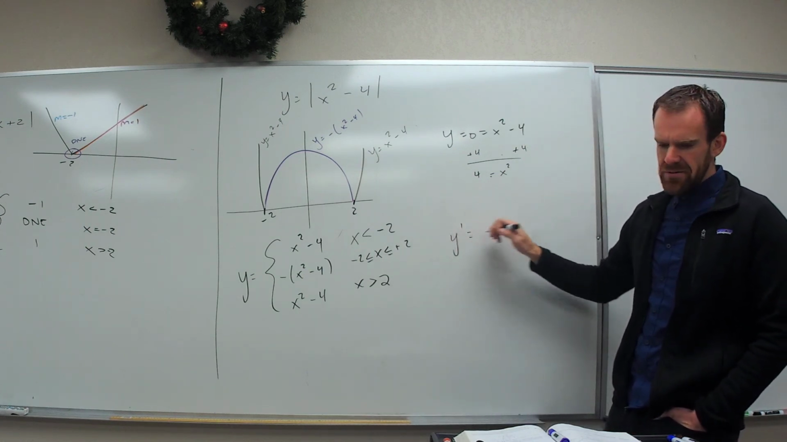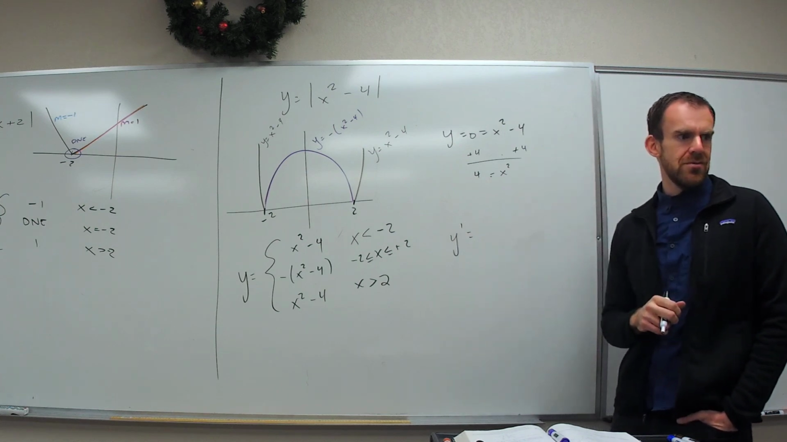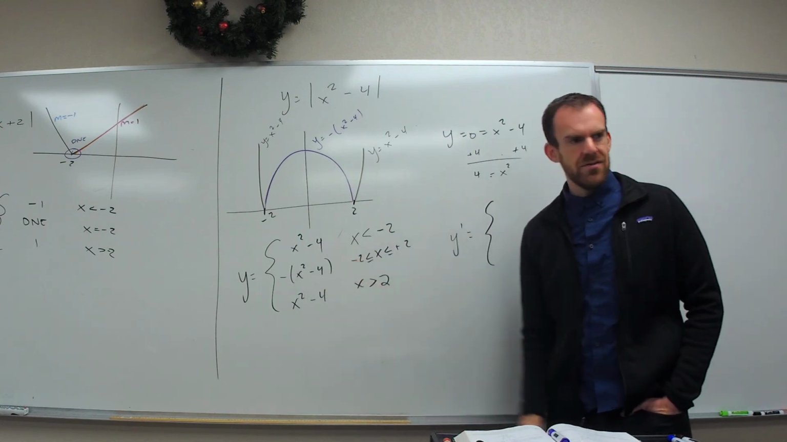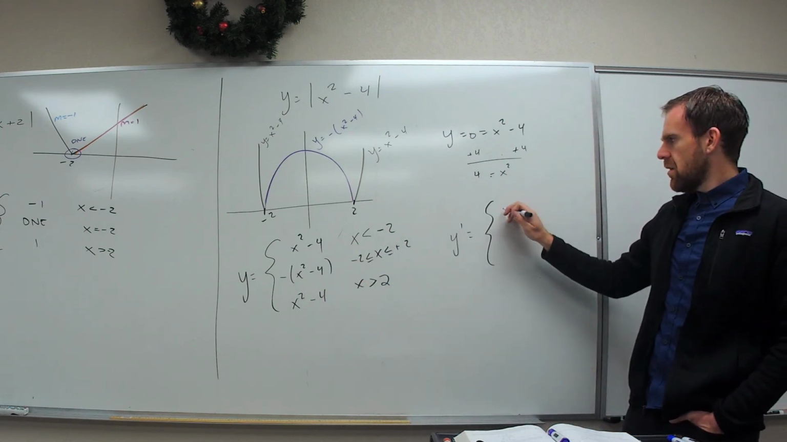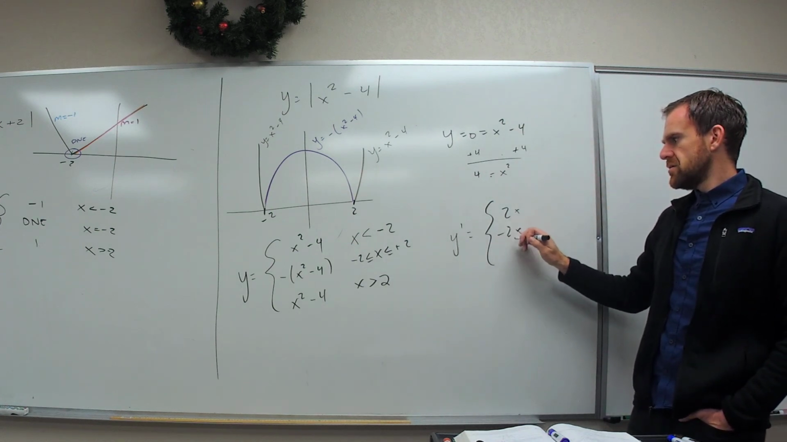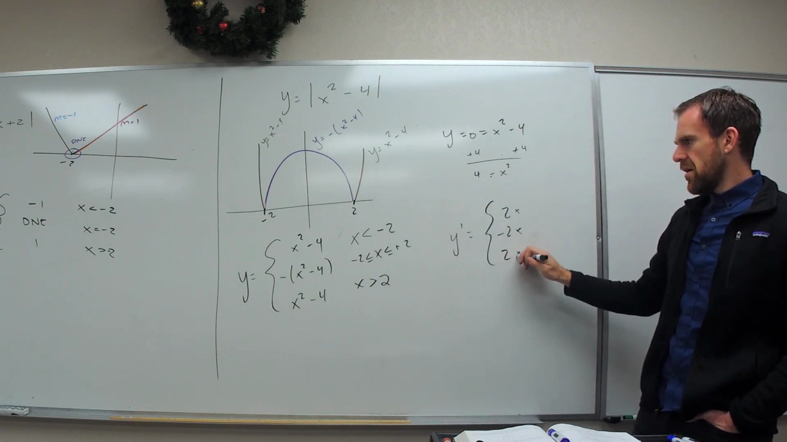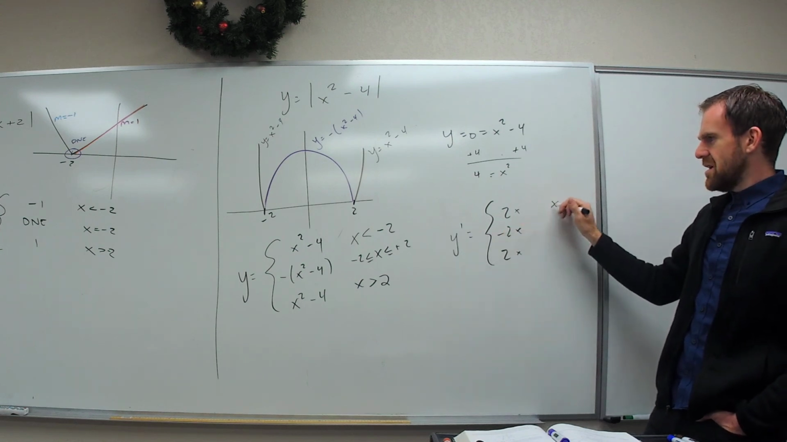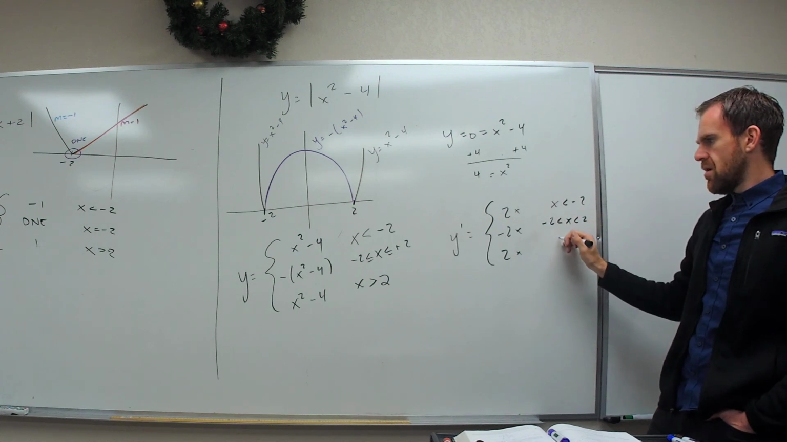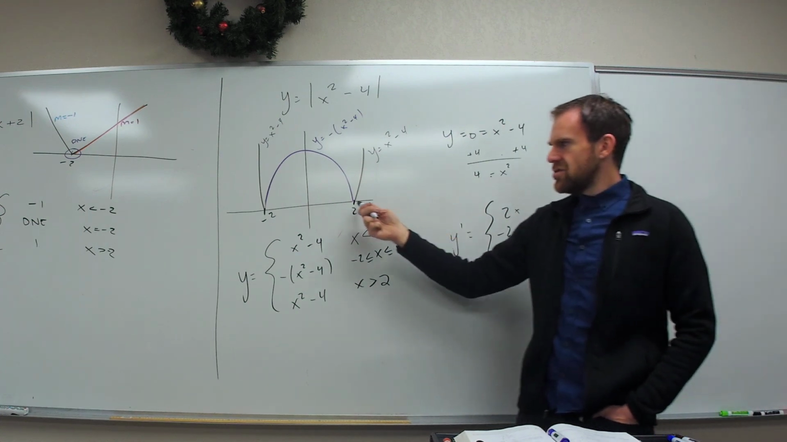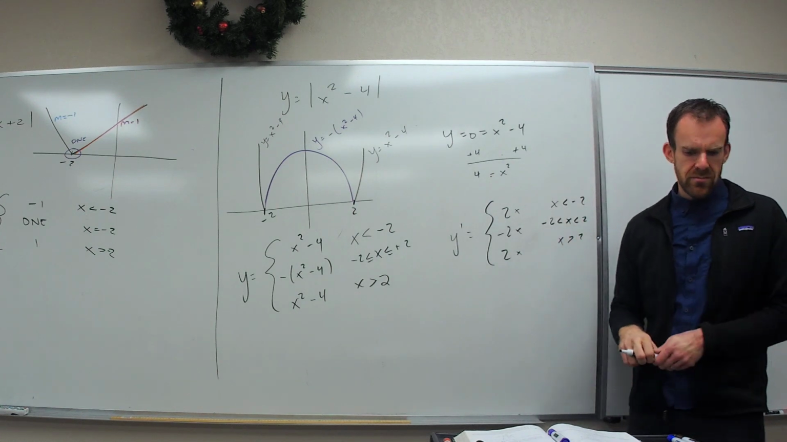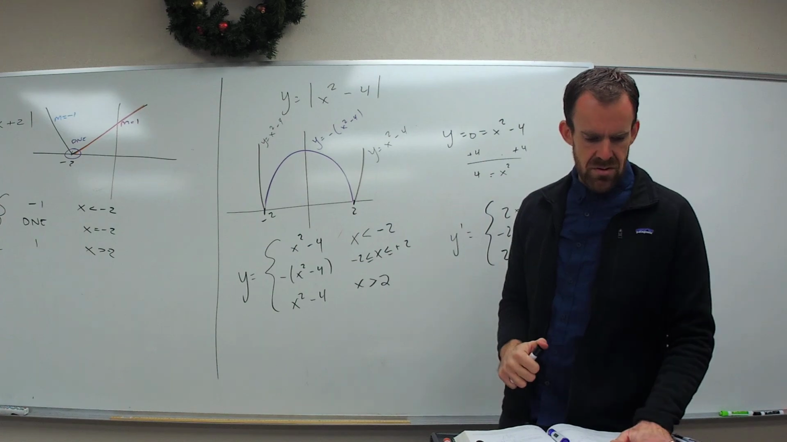How do I find the derivative? You take the derivative. So what's the derivative of x squared minus 4? 2x. What's the derivative of negative x squared minus 4? Negative 2x. What's the derivative of x squared minus 4? 2x. Okay, and then we will keep the same bounds, but at these sharp points, I can't include those, so I just don't put equals.